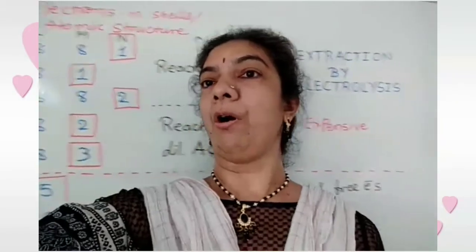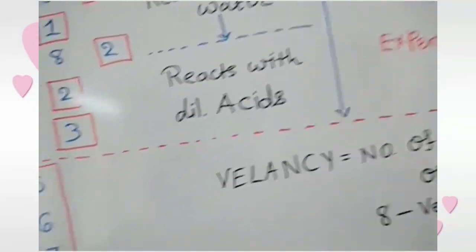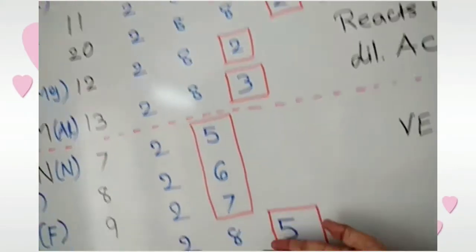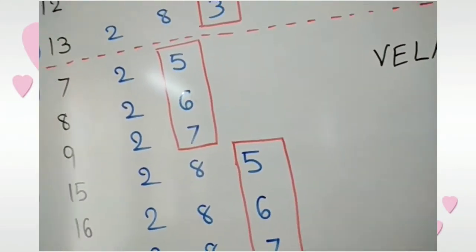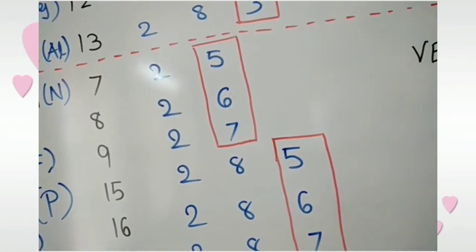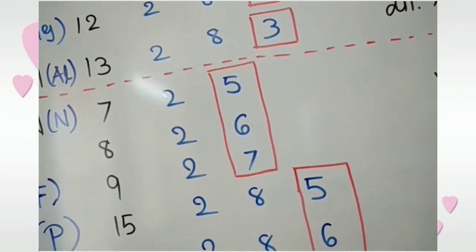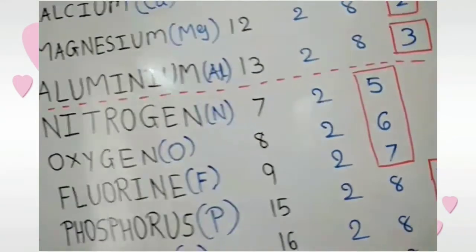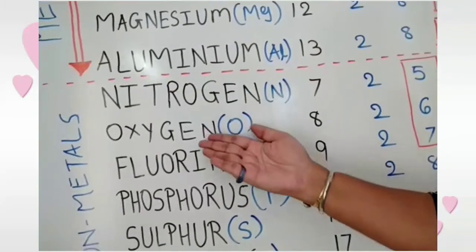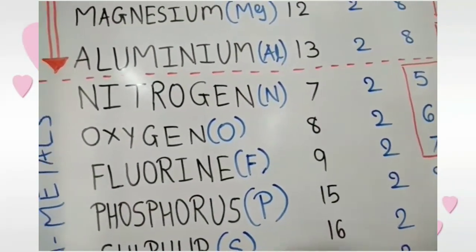For non-metals, as we have seen over here, we are having 5, 6 or 7 electrons in the outermost orbit, which they cannot lose, which they cannot gain. So, in this case, all these non-metallic elements will form the covalent bond.